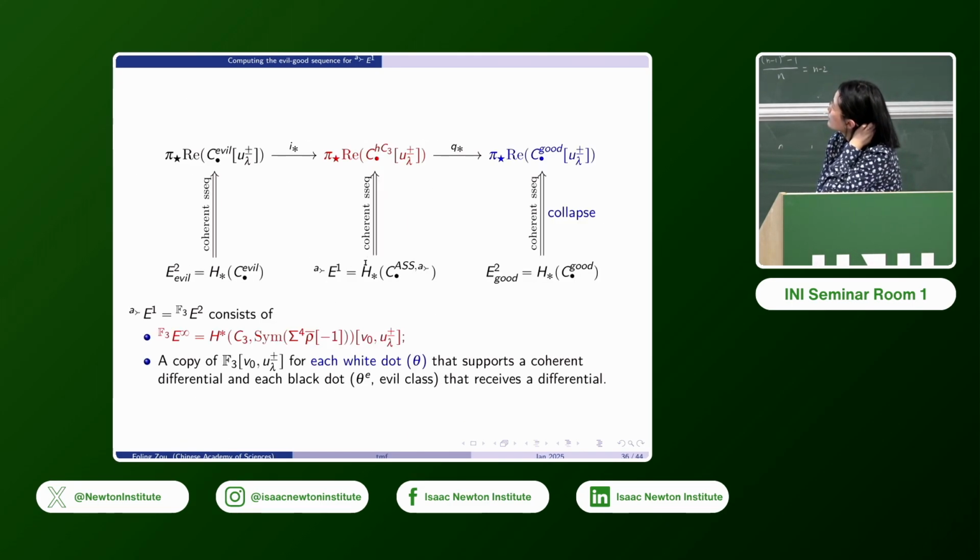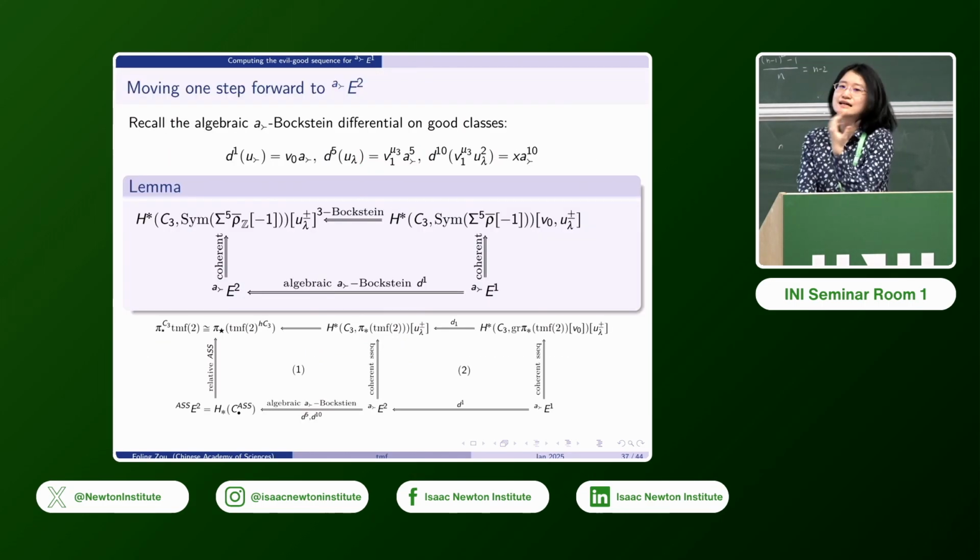So that's a summary of what I just said, more precisely. Here, you have all these elements. You also have the white dots on the previous page. You can precisely write down what they are. And then you have their companion, the black dots, which we denote by theta E, called evil classes, that receive the differential from theta in this spectral sequence. Okay, so that's the technical part. We deduced this and this.